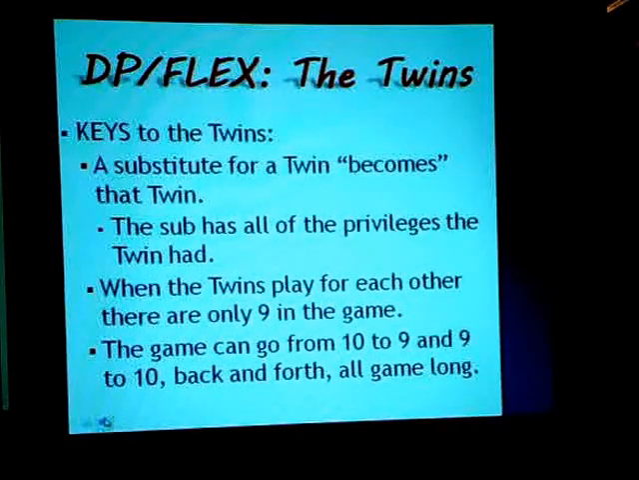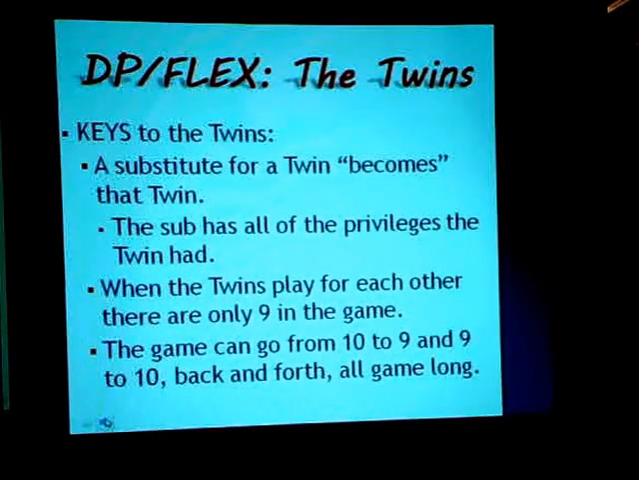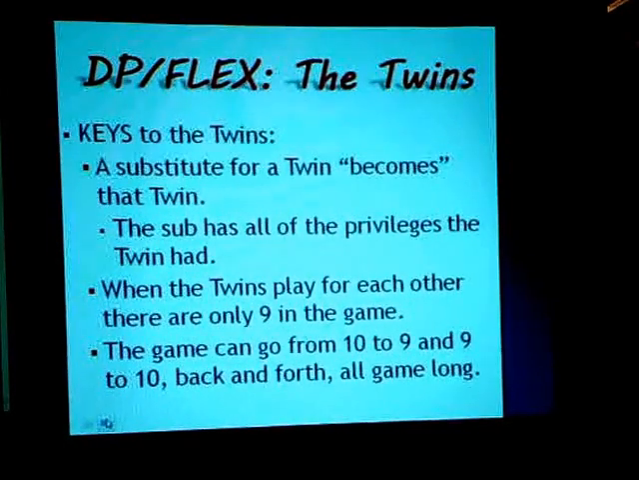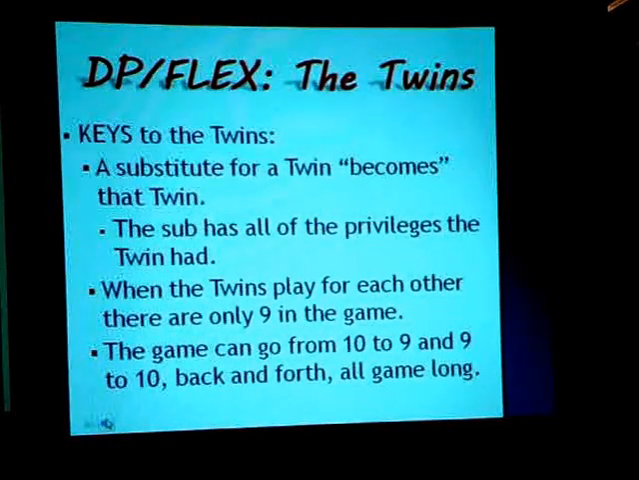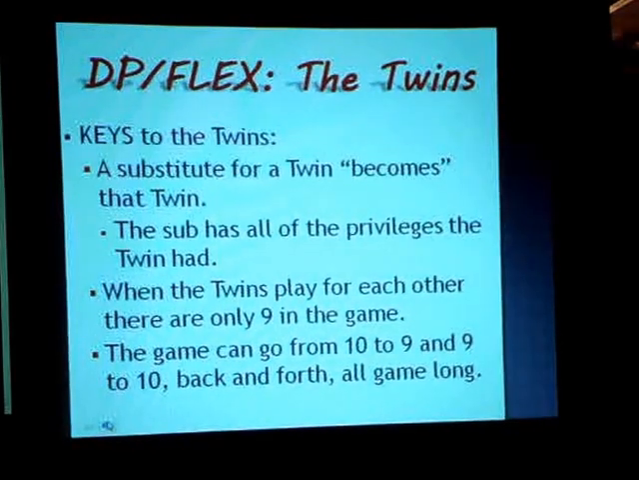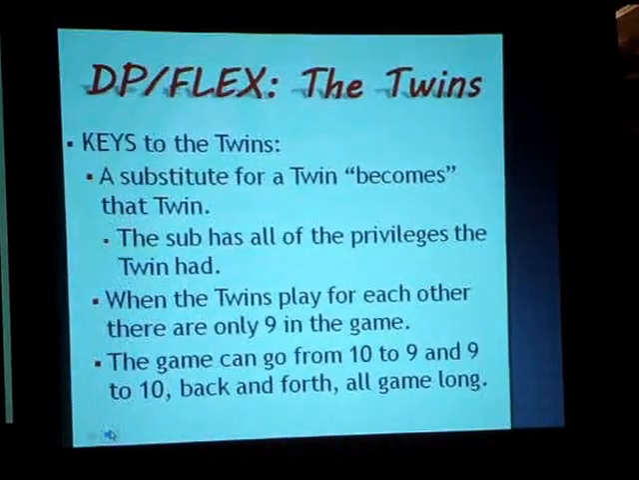Okay. When the Twin plays for each other, there are only 9 in the game. The game can go from 10 to 9 and 9 to 10 and back and forth all game long. So that means you can put the flex in for the DP and then say, next inning, I'm going to re-enter the DP, now you're back to 10. And then you put the flex in for the DP, and then you can sub in for the DP because they have a re-entry rule. You can do this as many times as long as you don't go over your one-time re-entry.